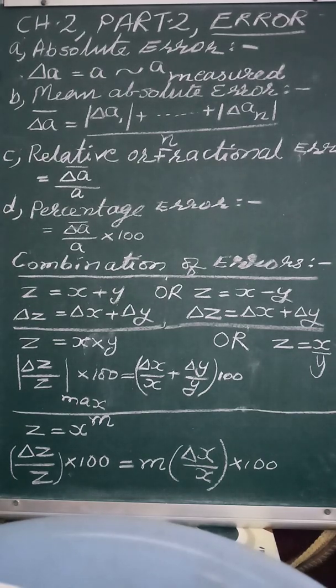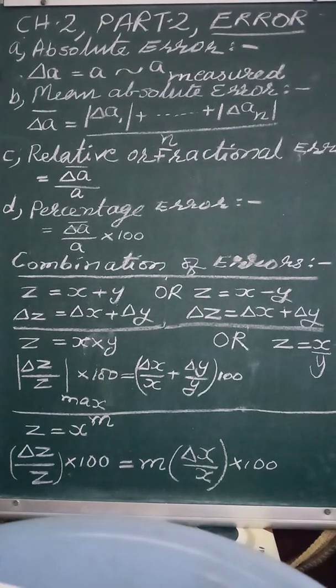So we can revise again. Error means the difference between the true value and the measured value. Its reasons are many. It may be due to a manufacturing defect, it may be due to the person who is measuring, it may be due to the surrounding temperature, etc. Here mainly we have to learn 4 types: absolute error, mean absolute error, relative error, and percentage error.